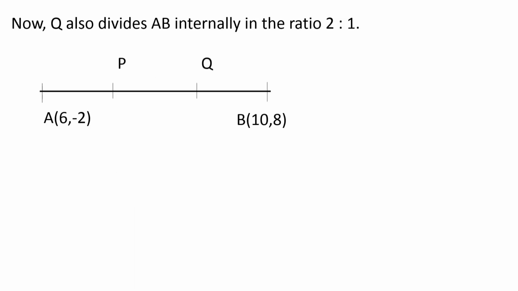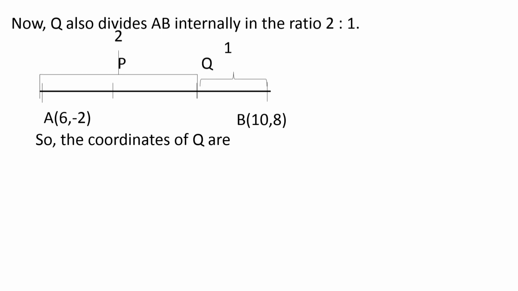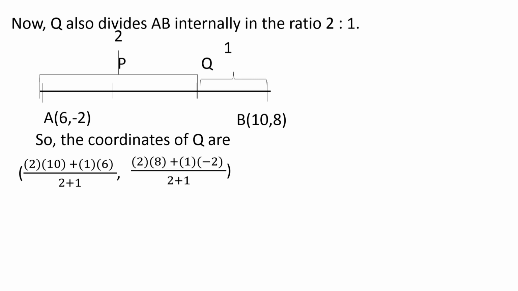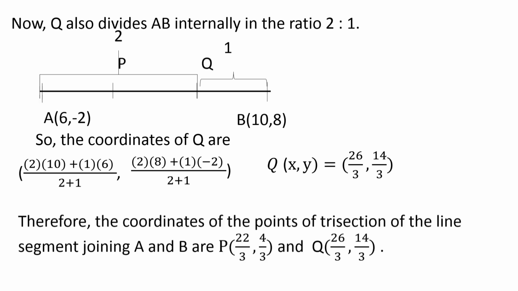Now Q divides the line internally in the ratio 2:1. So apply the section formula in the same way. So you can get like this. After simplification you get Q(x, y) is equal to (26 by 3, 14 by 3), put within the bracket. Therefore the coordinates of the points of trisection of the segment joining the points A and B are P(22 by 3, 4 by 3) and Q(26 by 3, 14 by 3).